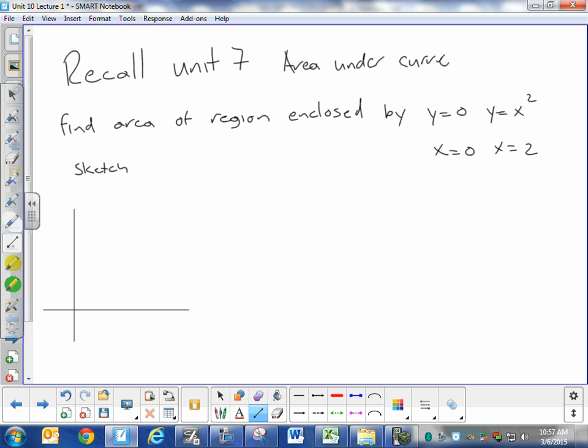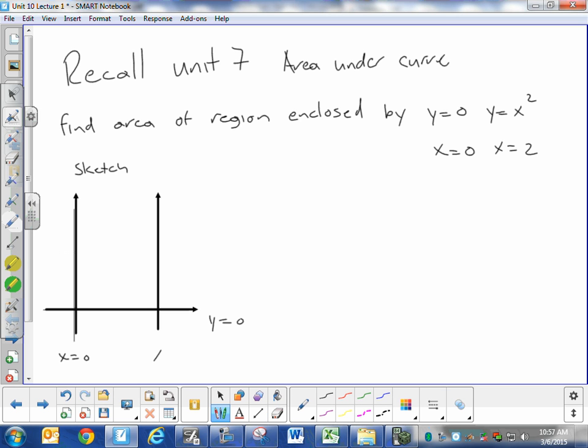You got your x-axis, you got your y-axis, you got the graph of y equals 0. You have the graph of x equals 0. You have the graph of x equals 2. You'll have the graph of y equals x squared, which you can kind of sketch, or if you wanted to plot specific points, you got (0, 0), (1, 1), and then (2, 4). So maybe you can sketch like that instead of just a random curve. I really didn't need the x equals 0, but whatever. We're trying to find that area, right?